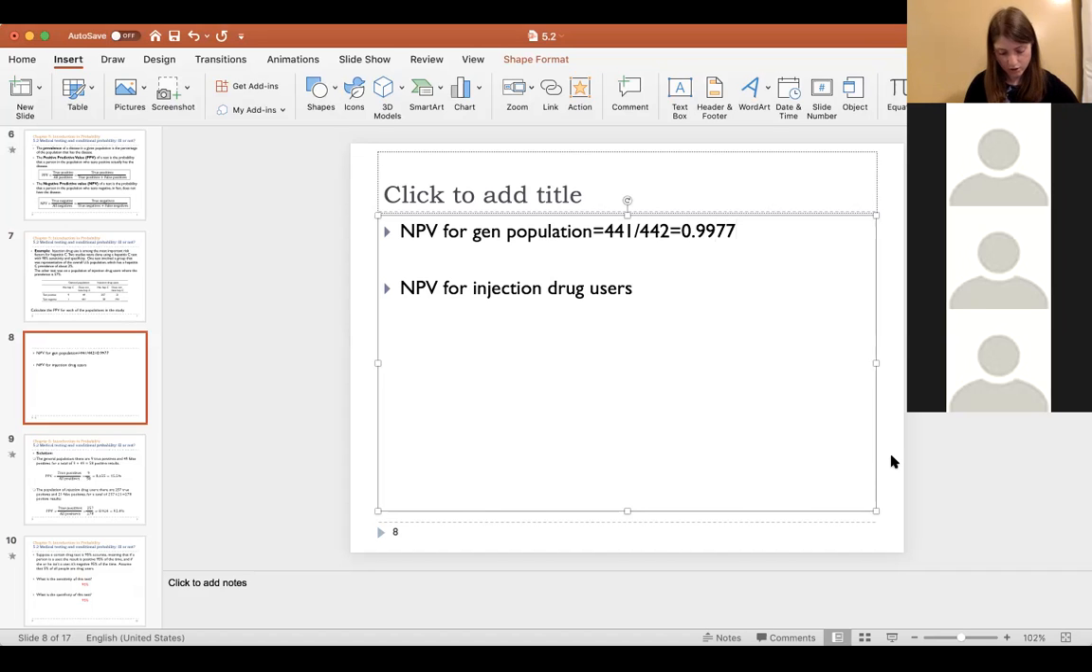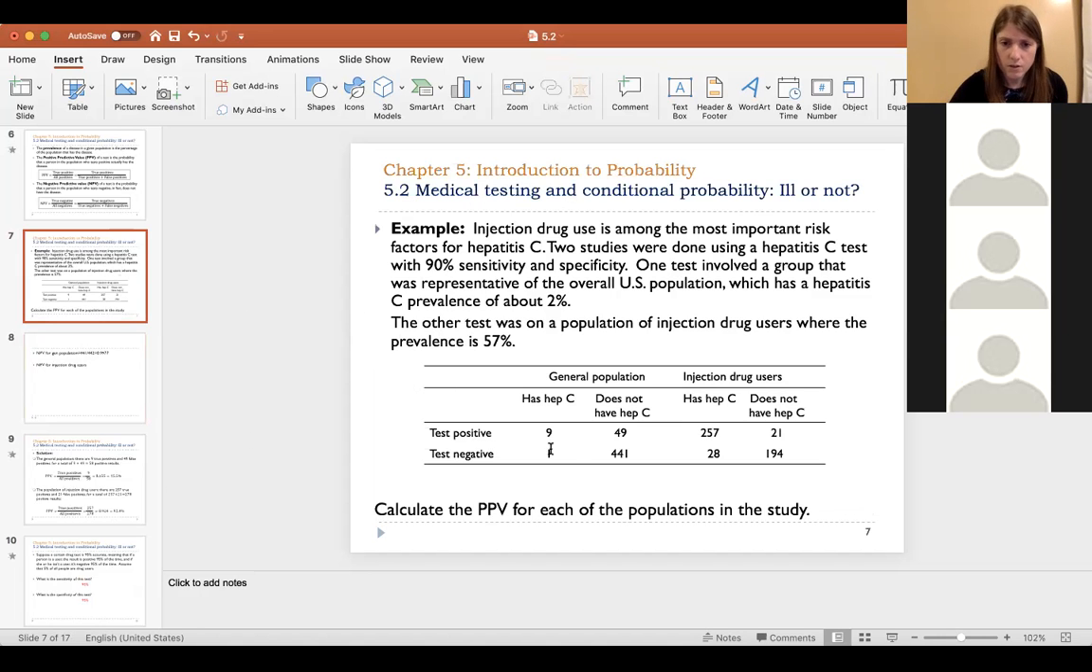Let's take a look at the injection drug users. So going back to our table, take a look at your negative row. For the true negatives, the true negatives are those who don't have Hep C and get a negative test. There's 194 true negatives. And then take a look at those 28. Those 28s were negatives, but they should have been positives because they had Hep C and they tested negative. So that's 28 false negatives in that case. So the true negatives is 194, and the total negatives will be our sum.